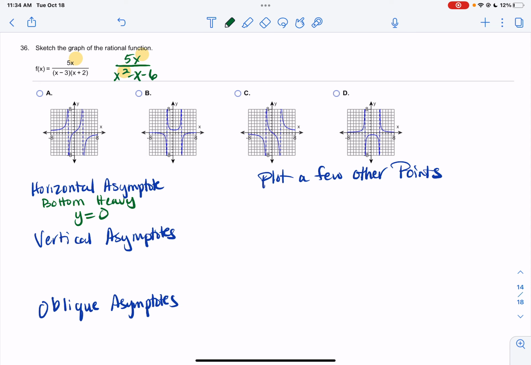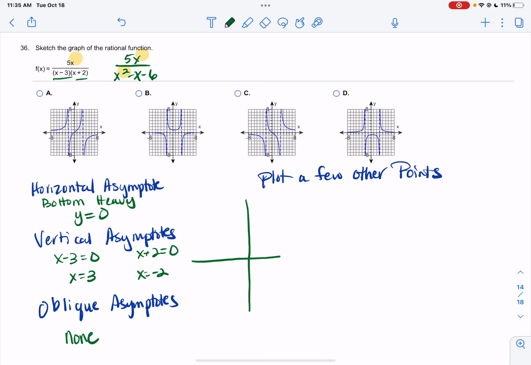For the vertical asymptotes, we're going to set the denominator equal to 0. Now the denominator in factored form is nice because we set each factor equal to 0. So we have x minus 3 equal to 0 and x plus 2 equals 0. x equals 3 is one vertical asymptote and x equals negative 2 is the other vertical asymptote. Oblique asymptotes only happen when the degree of the numerator is 1 more than the degree of the denominator. So this is not going to have any oblique asymptotes.